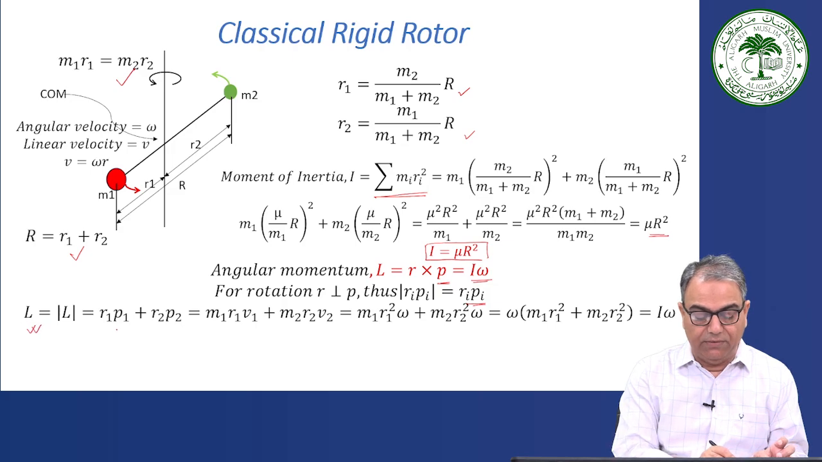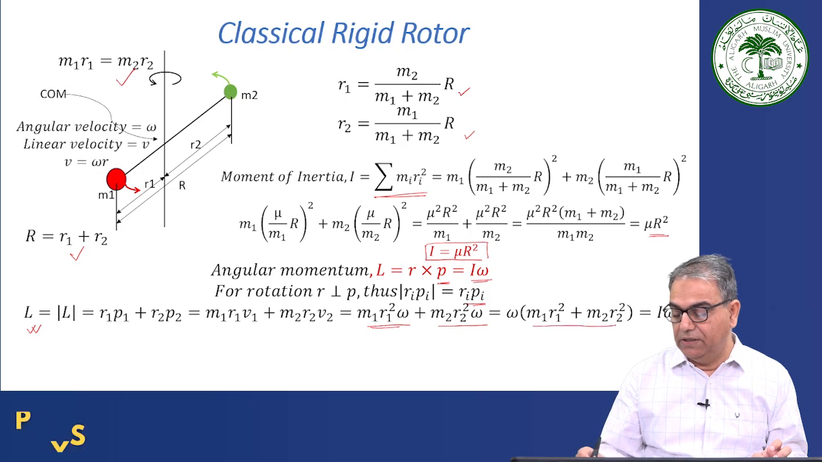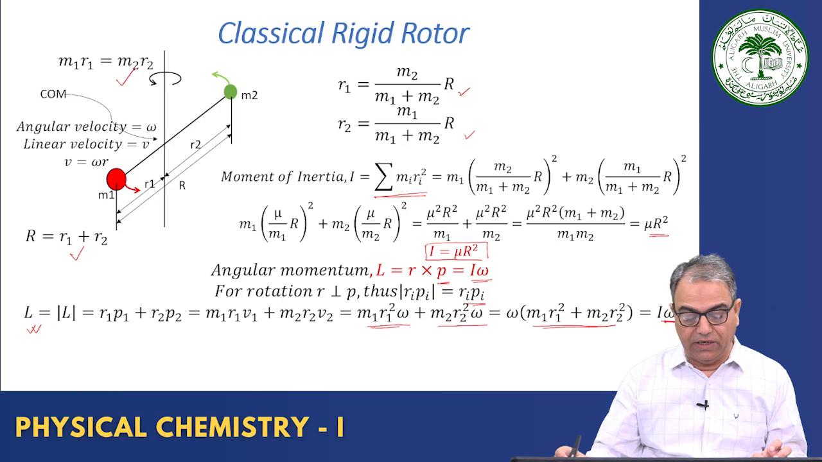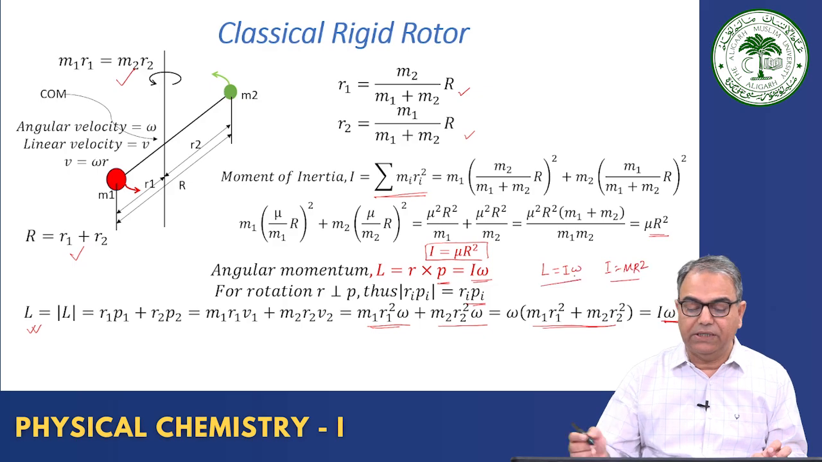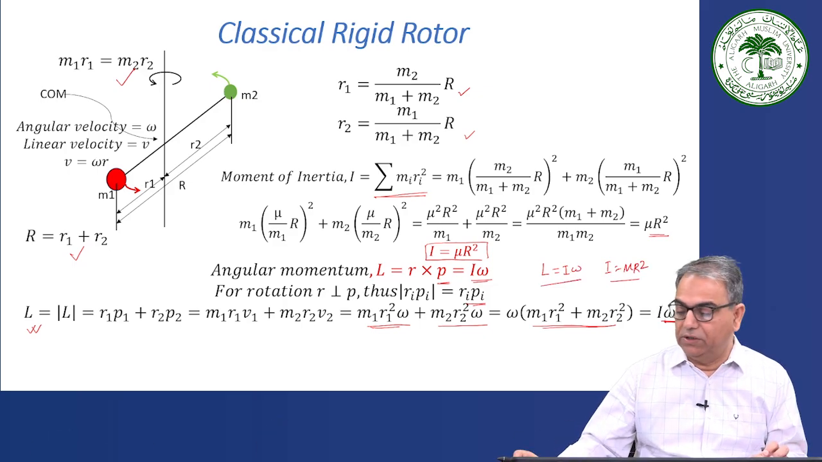L is obtained from r1 into p1 plus r2 into p2, that is m1 r1 v1 plus m2 r2 v2, which gives m1 r1 square omega plus m2 r2 square omega. This summation of mi ri square is I, so L is equal to I omega. The two important relations from the classical rigid rotor are L is equal to I omega and I is equal to mu r square. You can think of a classical rigid rotor in terms of these.